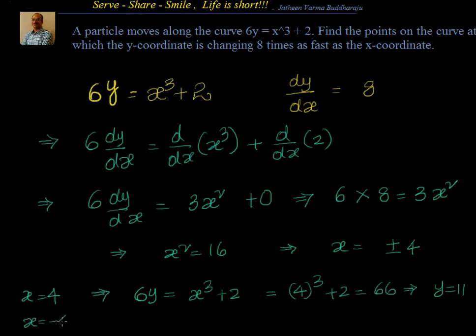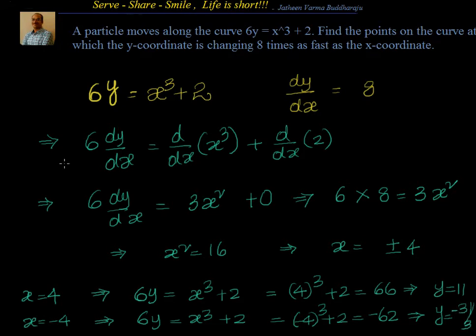Suppose I take x equal to minus 4, then I will have 6y equal to again x cube plus 2, that's equal to minus 4 whole cube plus 2, which is equal to minus 62. 6y equal to minus 62, y is equal to minus 31 by 3. So what are the points we got now? The first point is 4 comma 11. The second point is minus 4 comma minus 31 by 3.